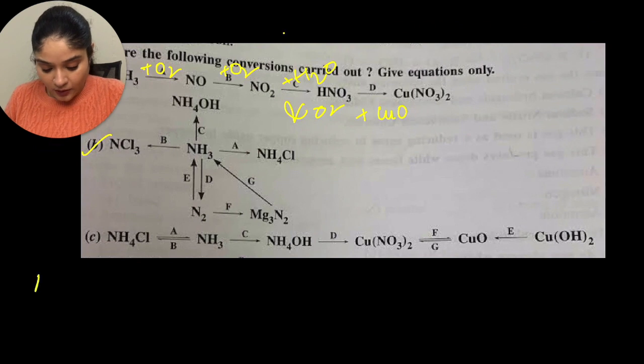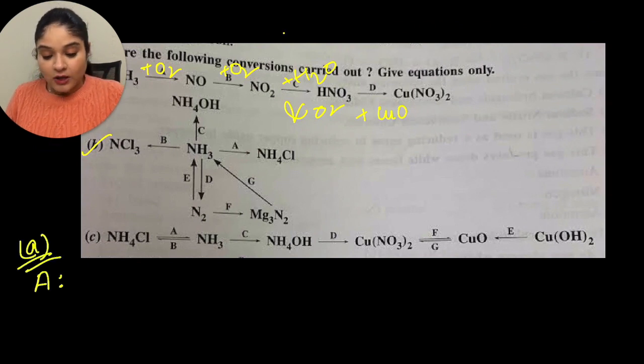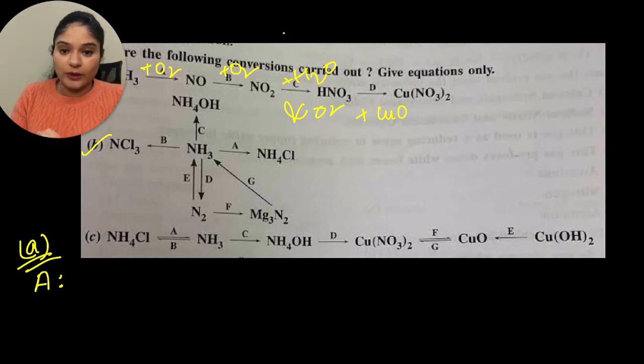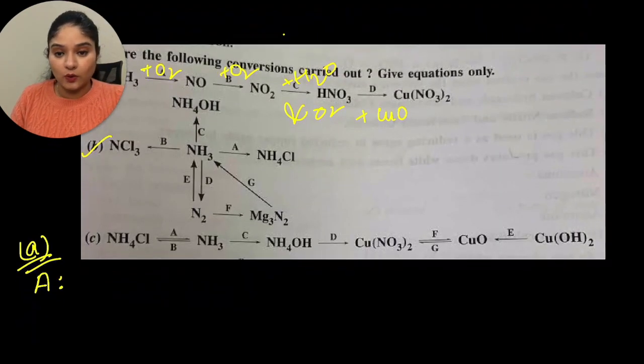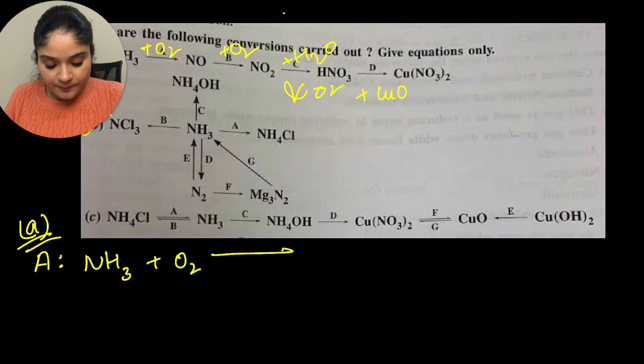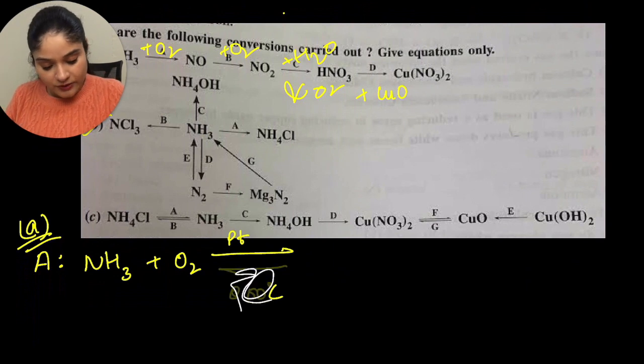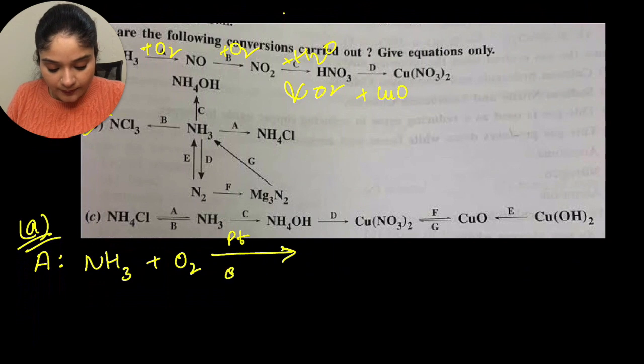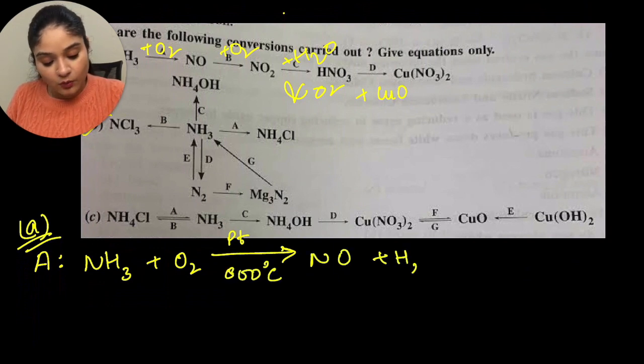So A, always clearly write the answers, okay? So this is the A part. In the A part, the equation is ammonia to NO. So in this case, I am using the equation ammonia plus oxygen in the presence of platinum at 800 degrees Celsius. This is not a reversible reaction, I am sorry about that. This is a one-way equation. In the presence of platinum at 800 degrees Celsius, you get NO plus water.